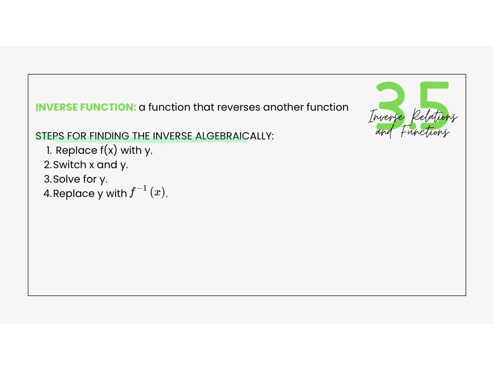Here are the steps for finding the inverse algebraically. Where it says f of x, we're going to replace that with y. Then we're going to switch x and y. We're going to solve the equation for y. And then at the very end, we're going to replace y with f^-1 of x, because this right here means the inverse of x.